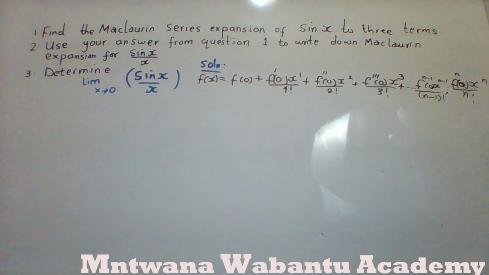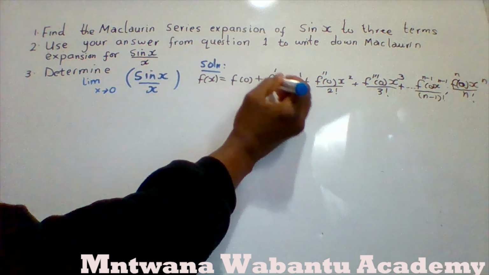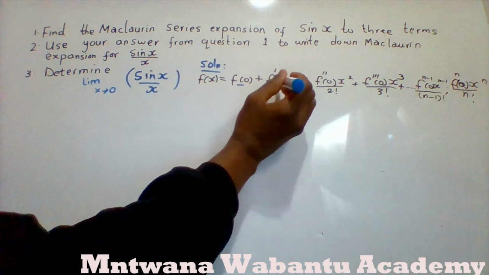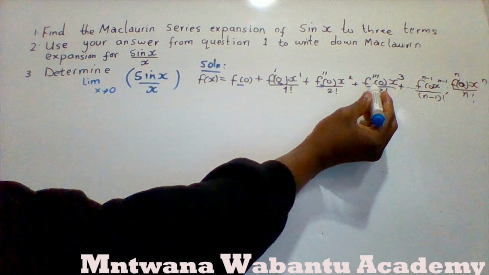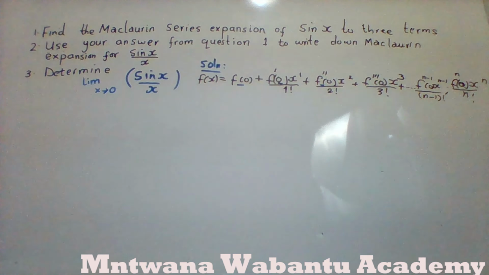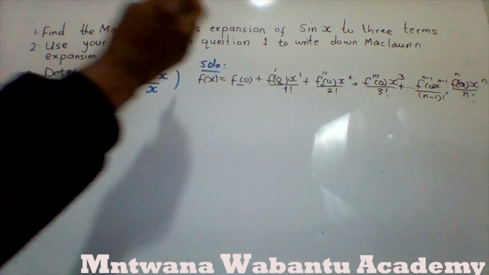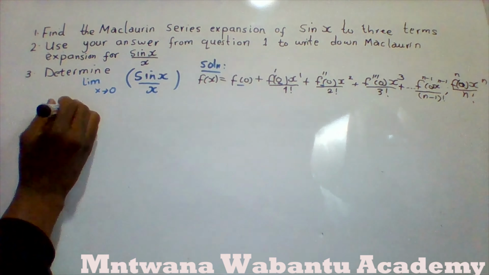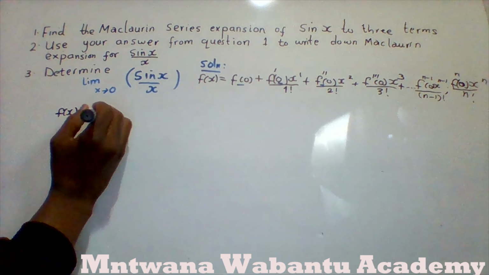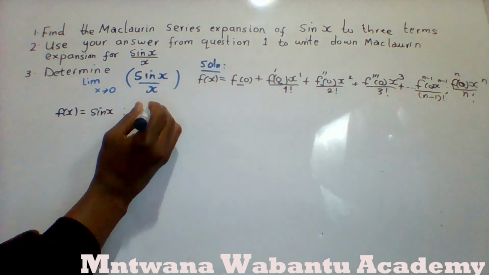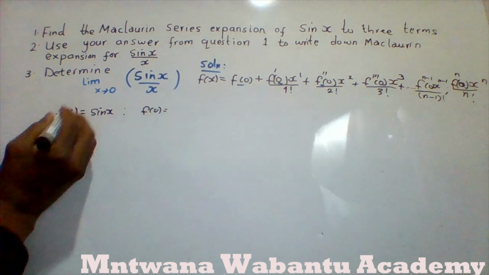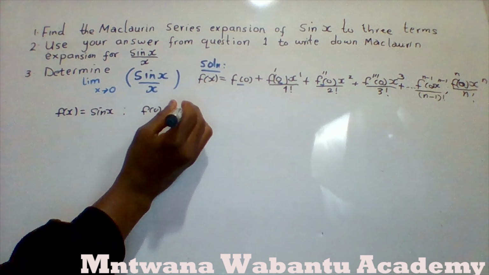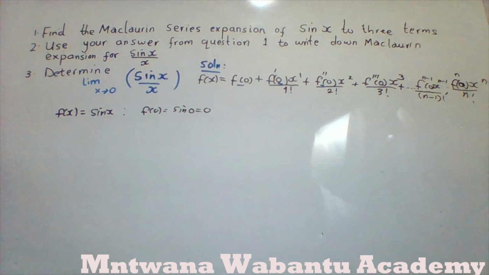So now what we have to do is find f of 0, f prime of 0, f second prime of 0, etc. We start with f of 0, but before you get f of 0, you have to know what f of x is. Our f of x equals sine of x. So we want to get f of 0, which means plugging in 0. So it's going to be sine of 0 equal to 0.